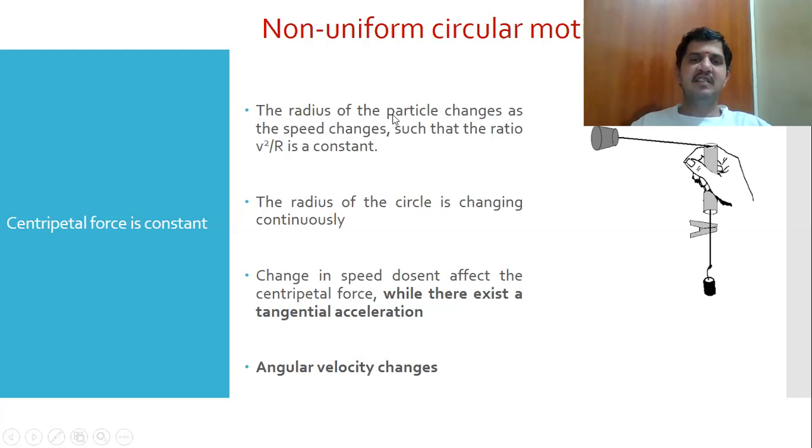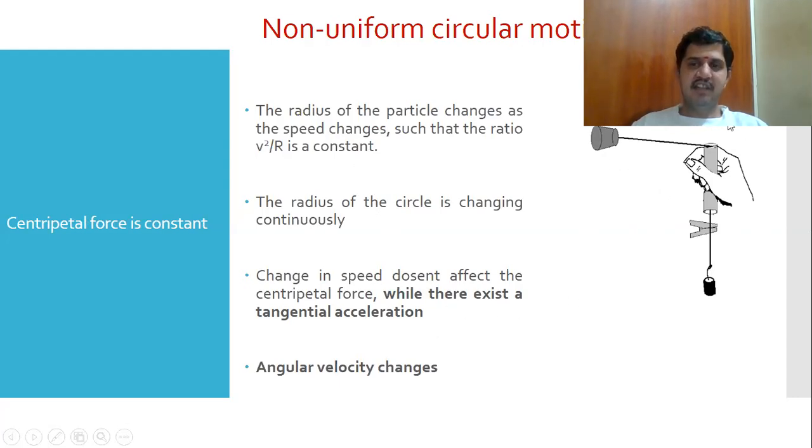The radius of the circle changes as the speed changes. As the weight increases, speed decreases, such that the ratio of v square by r remains a constant, right? So radius also changes, v square also changes, so tension remains a constant. The radius of the circle is changing continuously, and the change in speed does not affect the centripetal force. In this case, it does not affect the centripetal force, while there exists a tangential acceleration.